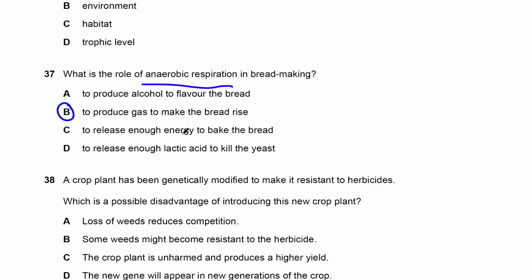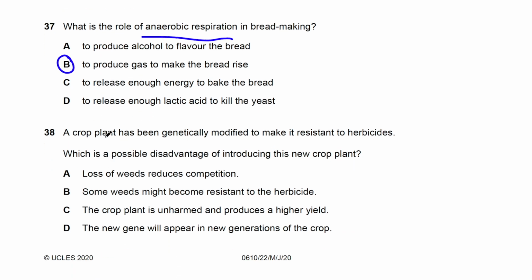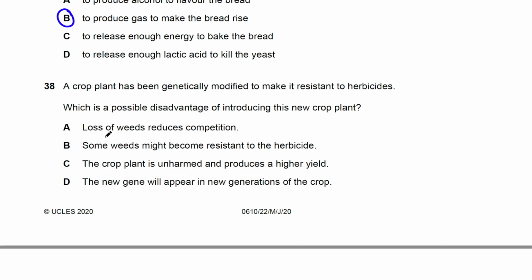To release enough energy to bake the bread, no need. The energy that we are using inside the oven, not related. D, to release enough lactic acid to kill the yeast. Come on, lactic acid fermentation, something else totally different that happens in the mammal's muscle. Okay, so the right answer here is what? B. Moving to question number 38.